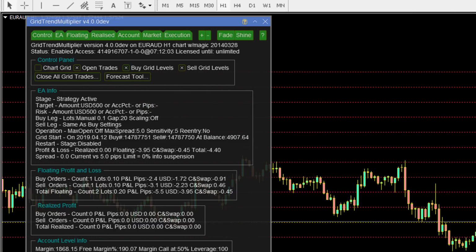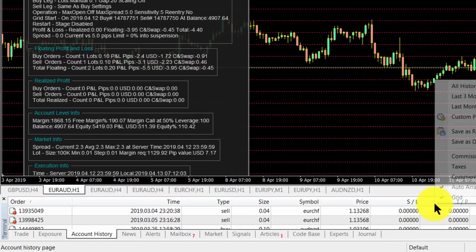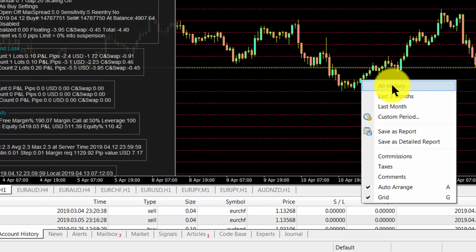So we've covered two improvements, the panel itself and then the forecasting tool. In the background, which you might not notice, is a small adjustment: when you traded the grid trend multiplier, it was very important that your account was set for all history, because when March turns into April, the EA can often miss the trading history that it needs to do the calculations that apply in the actual EA.